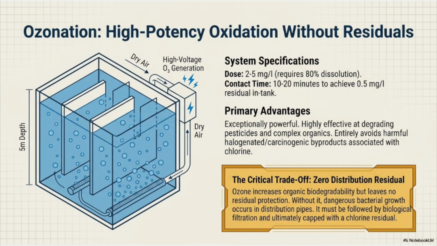However, there is a critical trade-off, which is zero distribution residual. Ozone increases organic biodegradability but leaves no residual protection, and without it, dangerous bacterial growth can occur in distribution pipes. For this reason, ozonation must always be followed by biological filtration and ultimately capped with a chlorine residual.